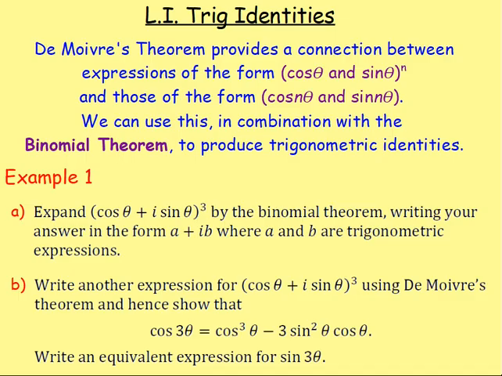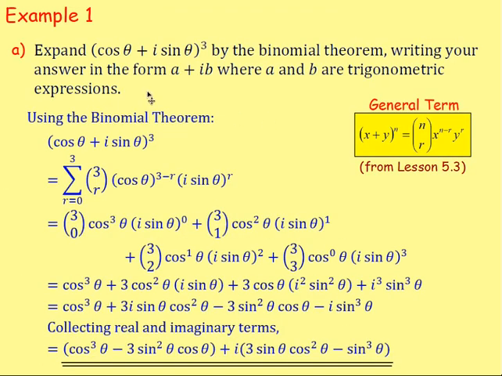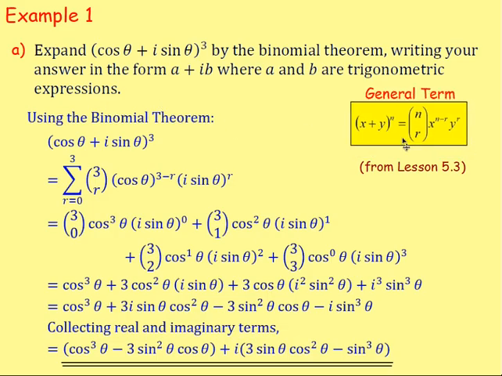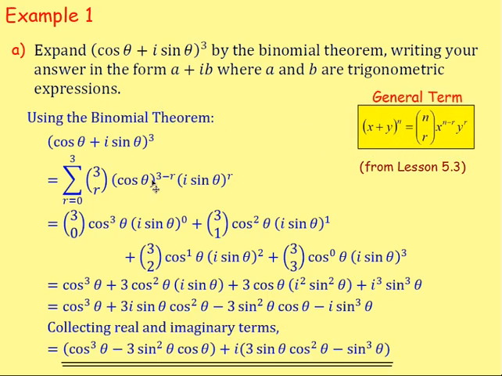With your trig identities, what they're doing is using a combination of de Moivre's Theorem as well as Binomial Theorem to produce trig identities. So with this example here, we had to expand our (cos theta + i sin theta) in brackets to the power of 3 using Binomial Theorem. When you're using Binomial Theorem, the general terms that you would get would be nCr x^(n-r) y^r.